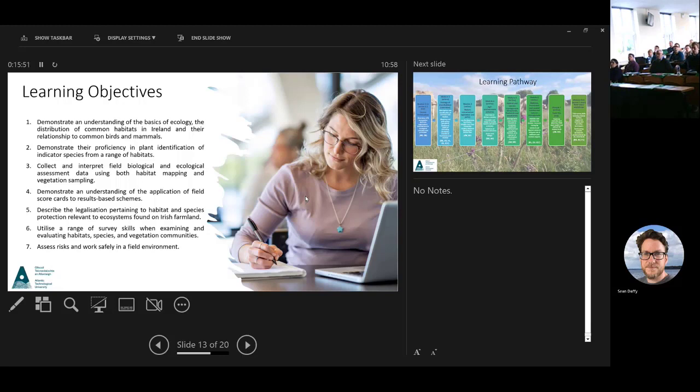So at the end of this course, you will be able to demonstrate an understanding of the basics of ecology. We recognise that some of you might have an understanding of a lot of this already through your primary degrees and other programs, and also what you've learned over your careers. But this will solidify it into a common framework, okay, and develop your understanding. And you will, as with Dolores as well, develop a proficiency in plant identification, particularly of the indicator species that indicate the condition of a range of habitats. You'll collect and interpret field and biological data, and you'll demonstrate an understanding of the application of the field scorecards to results-based payment schemes in general.